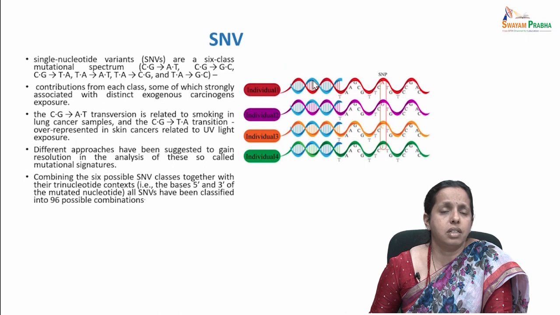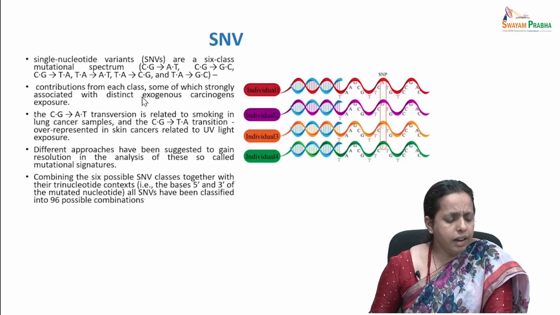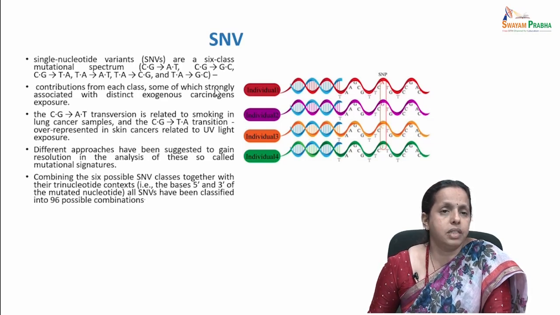One thing we will stress is single nucleotide variants, which have a six-class mutation spectrum, where a single nucleotide transition happens, such as C to A or A to G. Contributions from each class are associated with distinct exogenous carcinogen exposures. The C to A transition is related to smoking in lung cancer samples, and this transition is overrepresented in skin cancer. C to T is related to UV exposure.